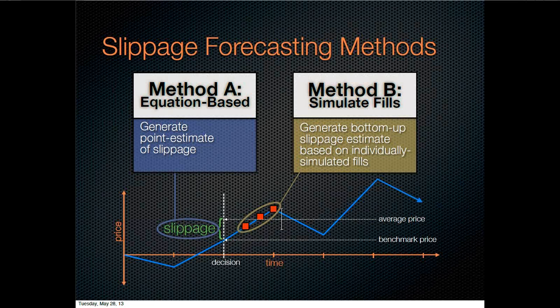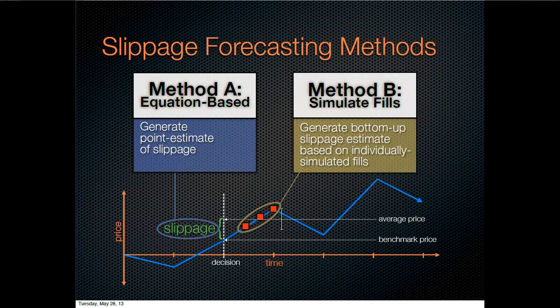Now, keep in mind, the fills in this picture are hypothetical, right? Because we're talking about a backtesting situation. So the point is, for method A, there aren't any red boxes. We don't even care about anything to the right of the decision line potentially, except maybe the price action. We're not going to try to forecast any of that stuff. We're simply going to try to come up with some kind of a reasonable estimate of slippage based on what we know about the stock and the order details.